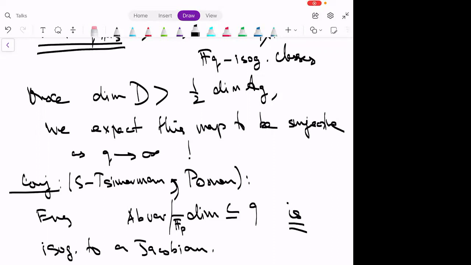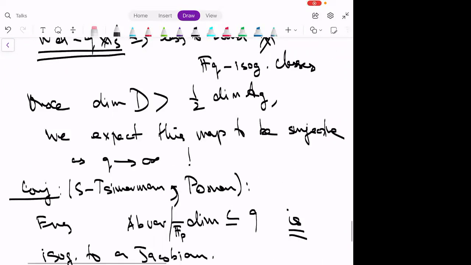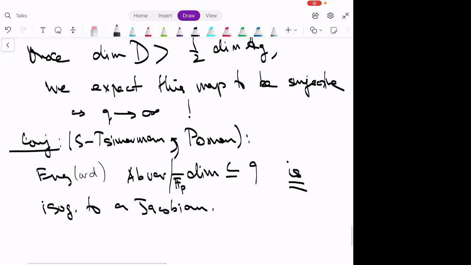Just to be careful about Newton strata and such, we expect this map to be a random map when we restrict it to every Newton strata. Let me just say ordinary, just to be safe. Sorry, where did the 9 come from?